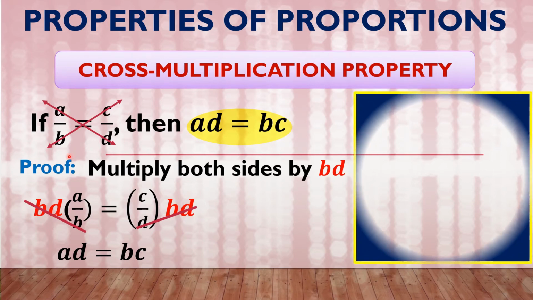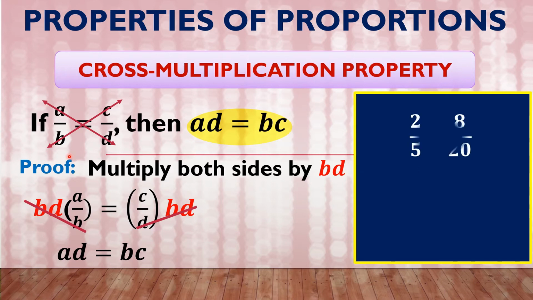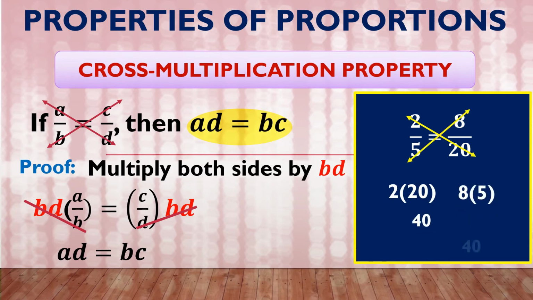Now let's have an example. We all know that 2/5 is equal to 8 over 20. No? Equal sila. Because when you multiply 2 by 4, you got 8. When you multiplied 5 by 4, you got 20. So i-apply natin itong cross multiplication na to. So simply just multiply 2 times 20, so you have 40, and 5 times 8, you will also have 40. So meaning they are equal.